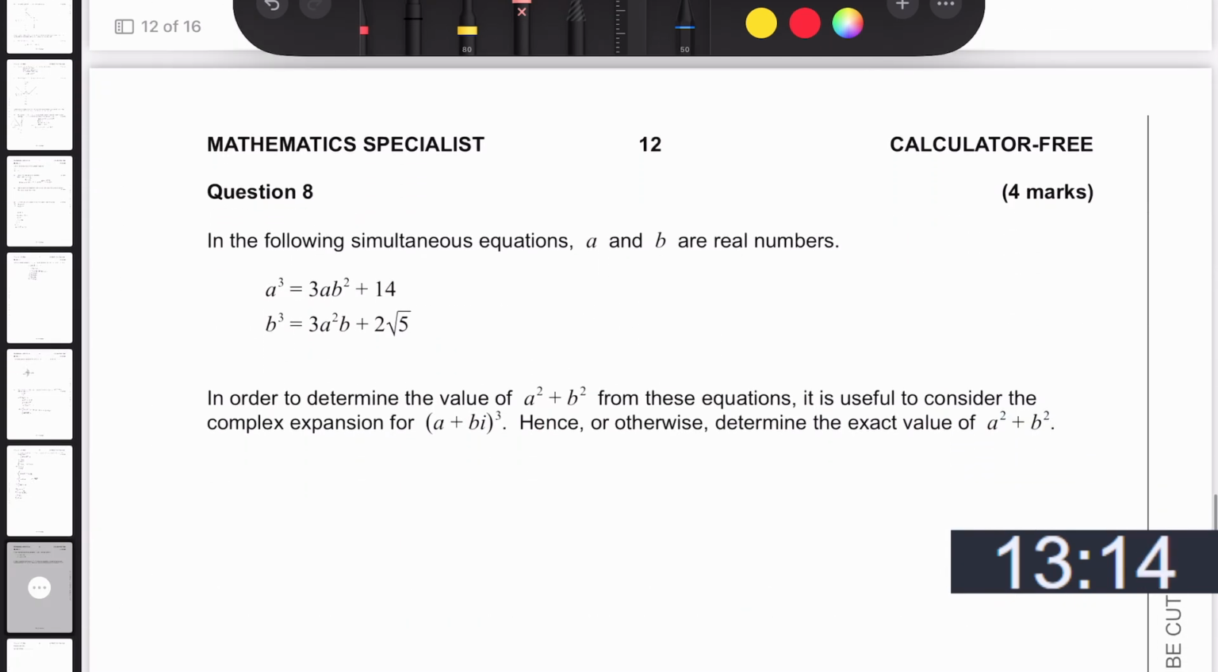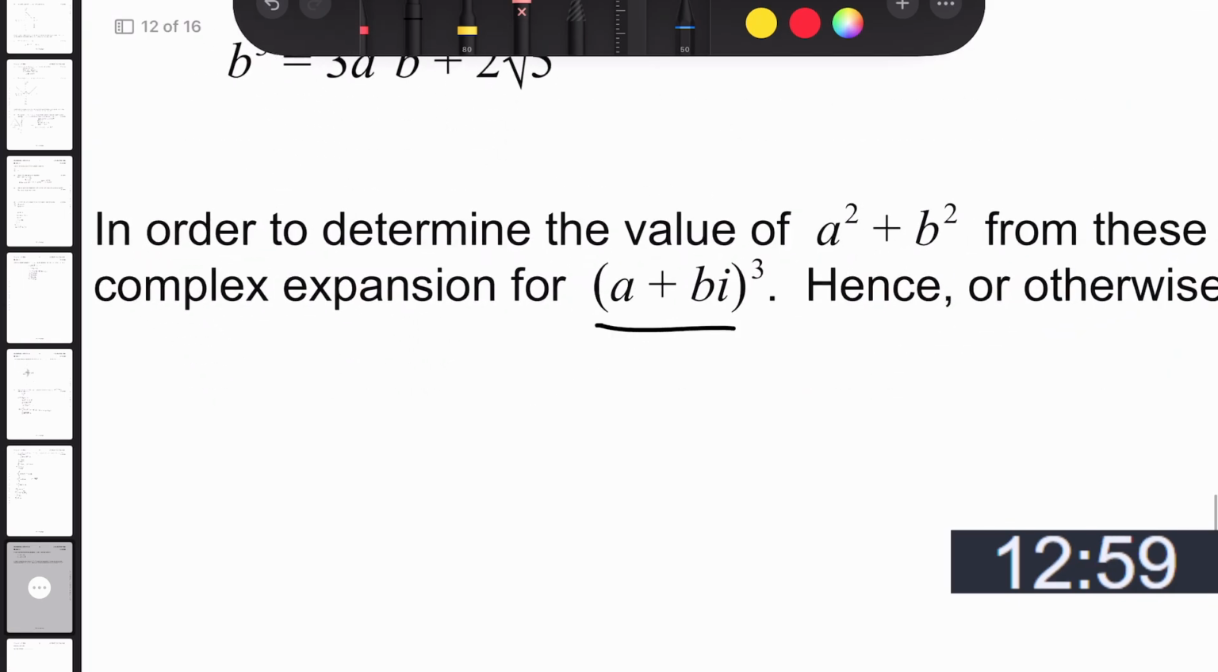Last page. The following simultaneous equations, A and B are real numbers. In order to determine the value of a squared plus b squared, it is useful to consider the complex expansion for a squared plus b squared. Hence, or otherwise, tell the exact value of a squared plus b squared. Okay. So we want the complex expansion of this.